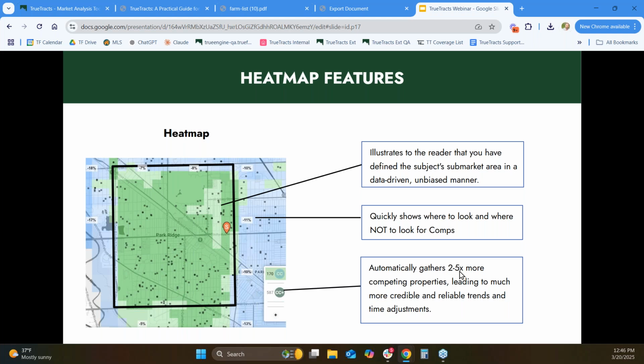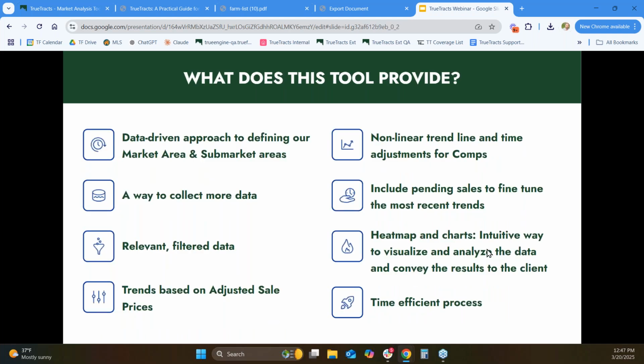And then it's automatically gathering 2 to 5 times more competing properties, which is going to lead to much more credible and reliable trends and time adjustments. It's going to solve that problem for you, where you run it in Spark or Data Master or Regression or any of the other tools out there, and you end up with 14 sales over 12 months, and you have a polynomial 4 that's going all over the place, and you're like, how am I supposed to use this? You're not going to see that when you use this tool.